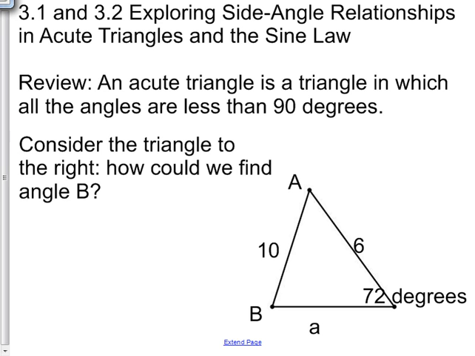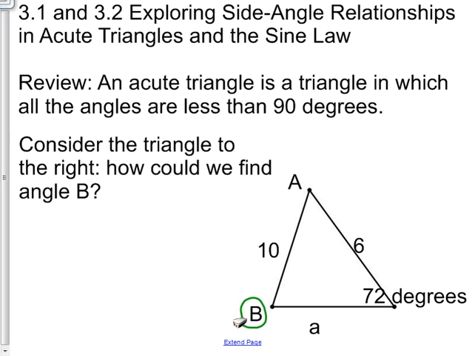Sections 3.1 and 3.2, exploring side angle relationships in acute triangles and the sine law. So, an acute triangle is a triangle in which all the angles are less than 90 degrees. So, take a look at the triangle to the right. How can we find angle B?